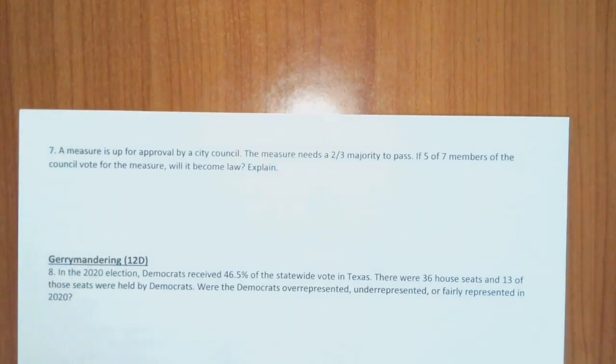All right. So a measure is up for approval by a city council. The measure needs a 2/3 majority to pass. If 5 of 7 members of the council vote for the measure, will it become law?